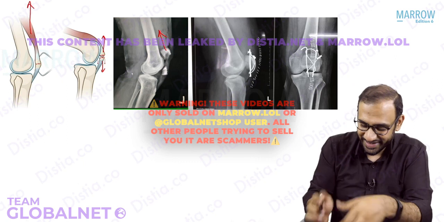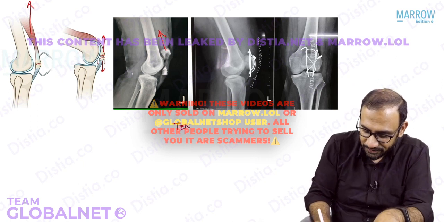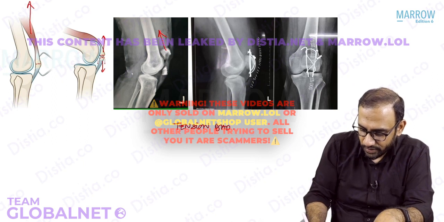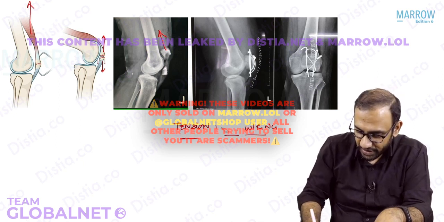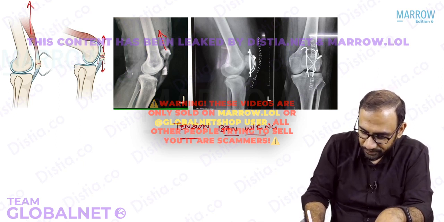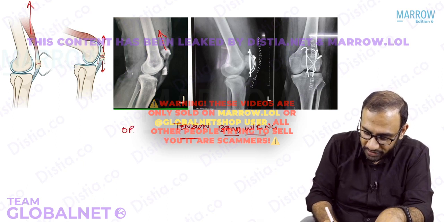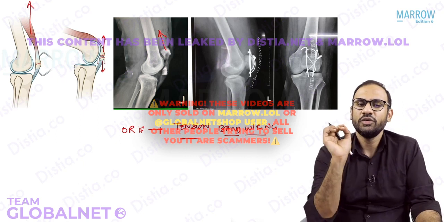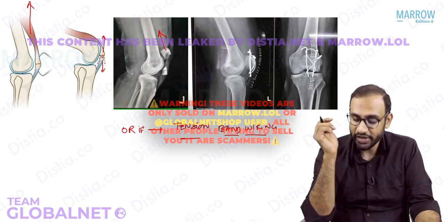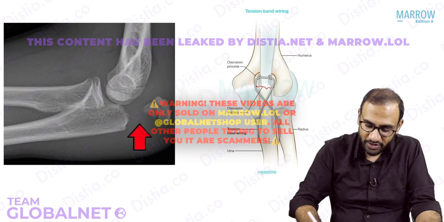So what are those devices? The device is tension band wiring. Okay, this is known as tension band wiring. How do you place it? You do open reduction, internal fixation, and tension band wiring. So wherever there is a strong muscular violence, you will use tension band wiring. One example is patella. Another example is olecranon.